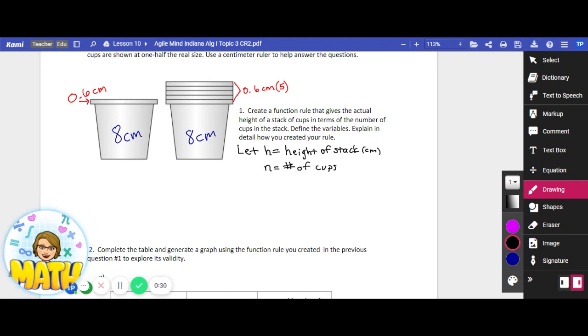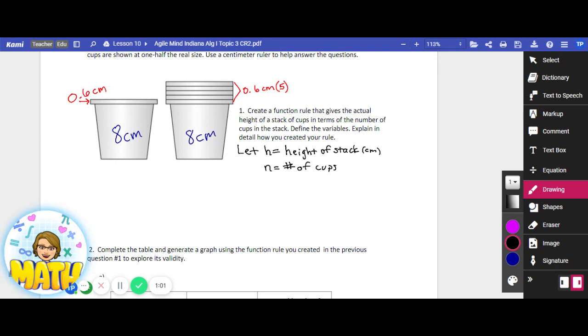So as the stack is getting taller, the only part that's actually changing is the number of rims that are increasing as the cup is being put into the stack. Question one asks us to create a function rule that gives the actual height of a stack of cups, in terms of the number of cups in the stack. In other words, what would we do with the number of cups in our stack to figure out how tall the stack is going to be?